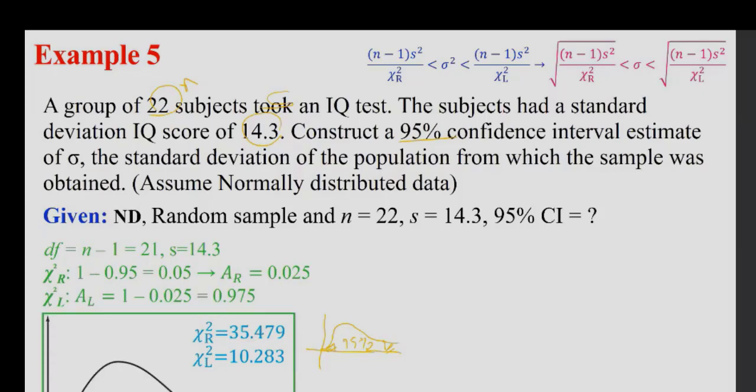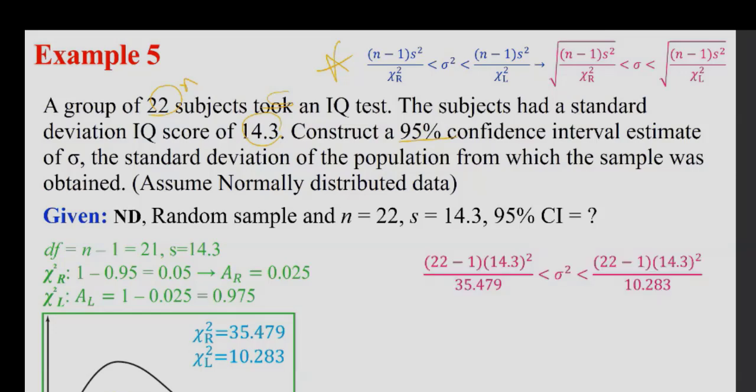So I want you to look at this, okay, and see again, we have 95% smack in between. All right, so we have the chi-squared of the right and left. We use this formula at the very top in blue: n minus 1, or 22 minus 1, or 21, times s squared, which is 14.3 squared, divided by chi-squared of the right, which we just came up with, 35.479. And the right side of the interval is the same thing, divided by chi-squared of the left, which is 10.283.